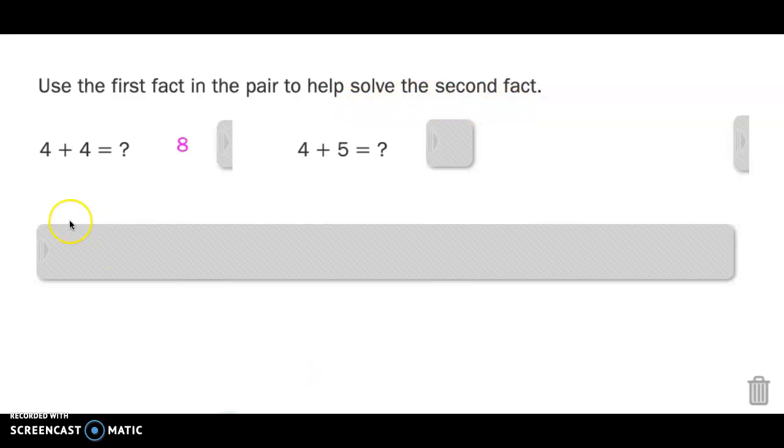Well, how would we use 4 plus 4 to solve 4 plus 5? I see that they both start with a 4. Okay, that's exactly the same. But then we added a 4, and over here we are adding a 5. How much more is 5 than 4? 5 is 1 more. So really, what is 1 more than 8? It's 9. Awesome. So you should have 4 plus 4 equals 8 and 4 plus 5 equals 9 on your sheet of paper or whatever you are writing on. You can put them side by side just like we have them.